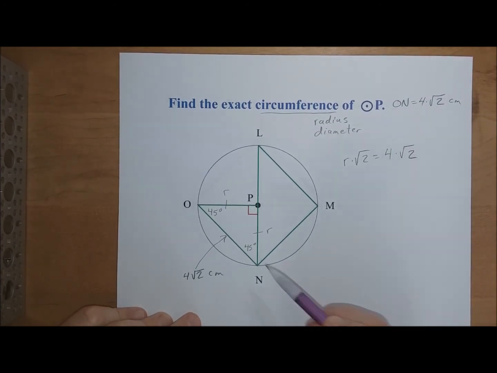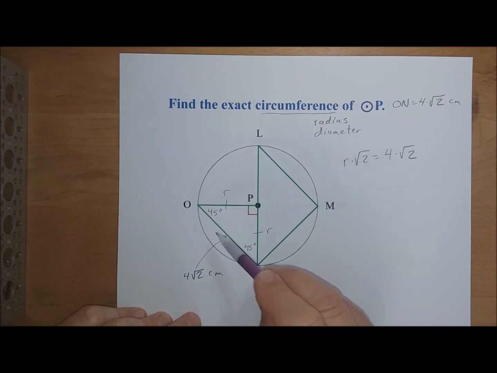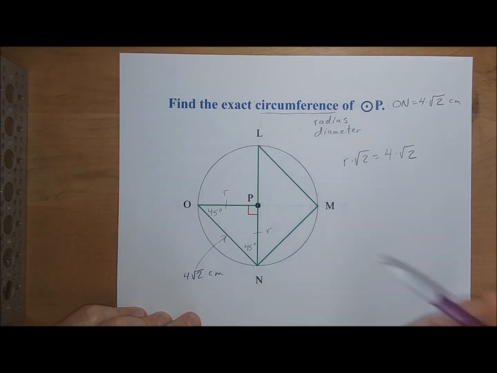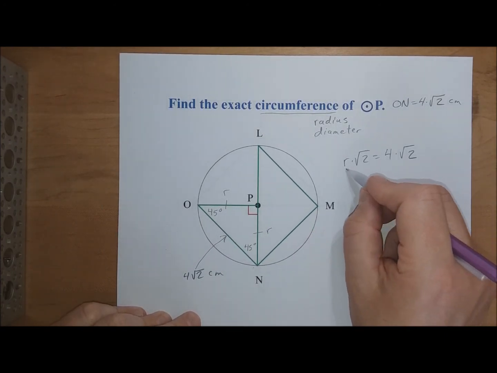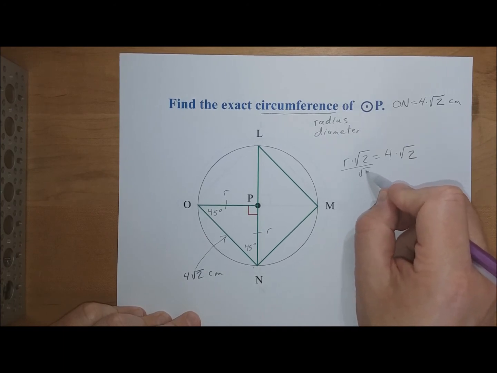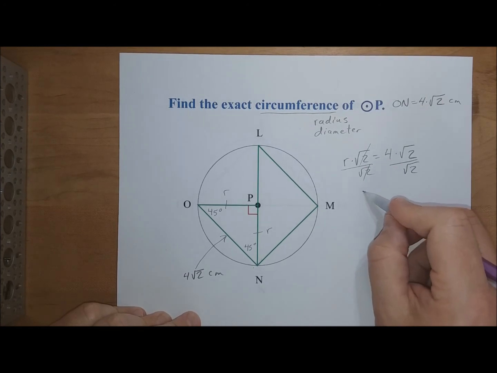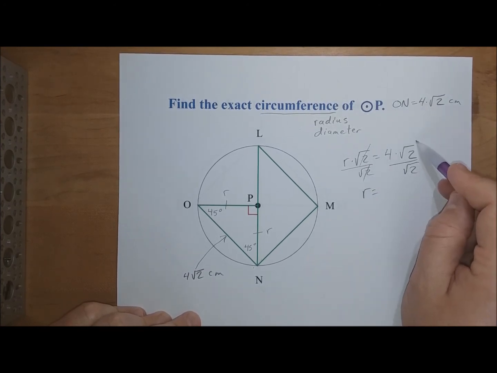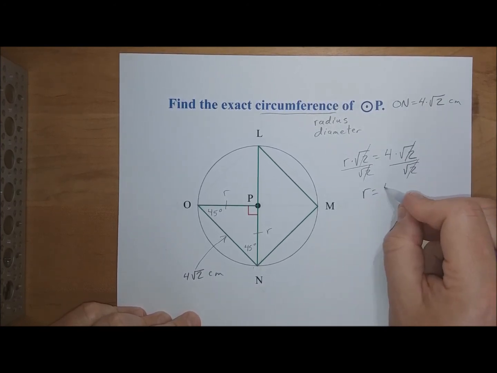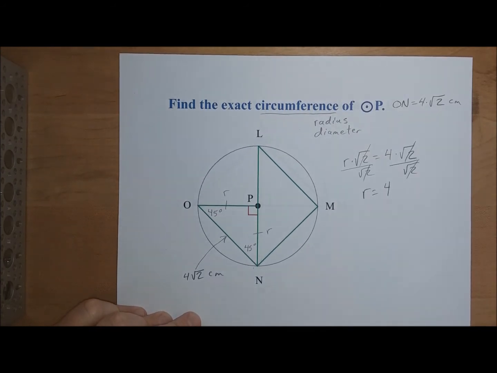Or maybe you remember I can divide the hypotenuse by the square root of 2 to get a leg. You can see here, we can go ahead and divide both sides by the square root of 2 to solve for the radius. And conveniently, we get square roots of 2 canceling. We get R equals 4. Okay, now that I know R equals 4, can I find the exact circumference of circle P?